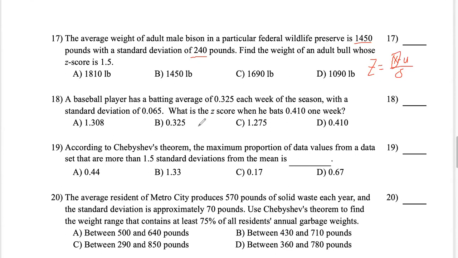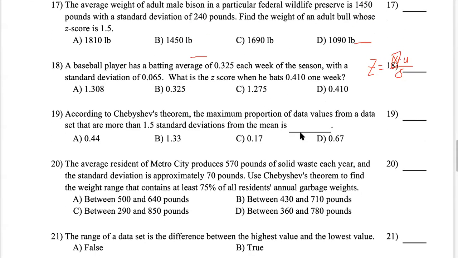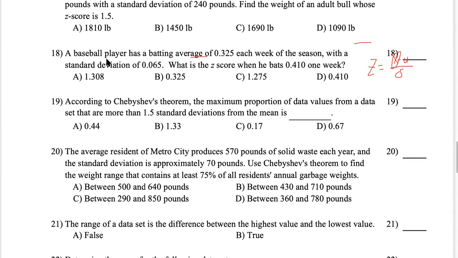Number 18, a baseball player has the batting average 0.325. Standard deviation is also given. What is the Z-score when the batting average is 0.417? In this case, we plug everything into the formula and try to find out what Z is. That's pretty straightforward, I'm not going to cover that. The tricky part is number 19.